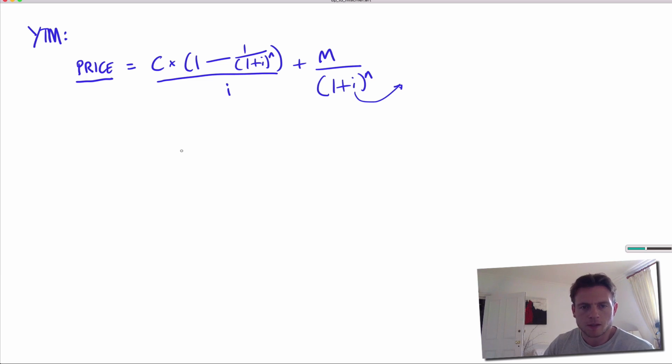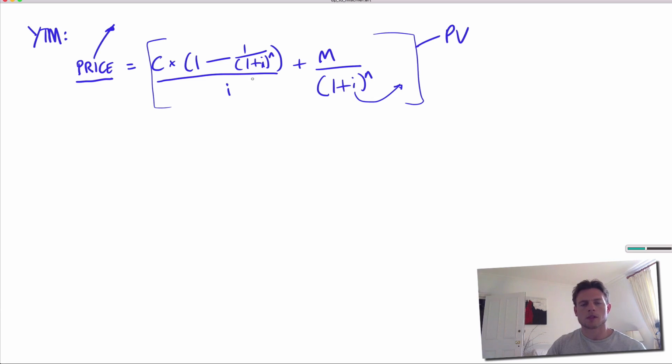So, in a nutshell, the yield to maturity is the interest rate, I, which when you plug it into this formula, which is a discounting formula, to discount all of the coupon payments, C, and the principal payment at the end, it's the value of I where the present value of all of these cash flows, which is this formula here, equals the bond price. So take a moment to digest what that means. But effectively, it can go either way.